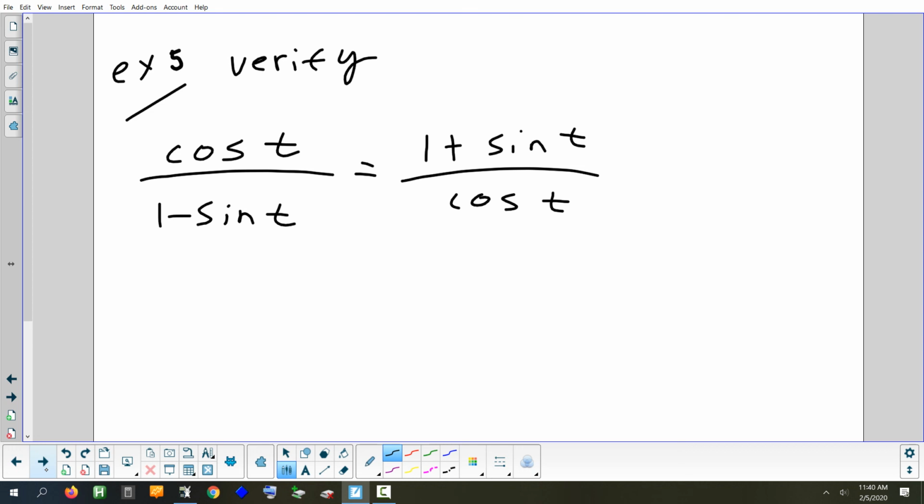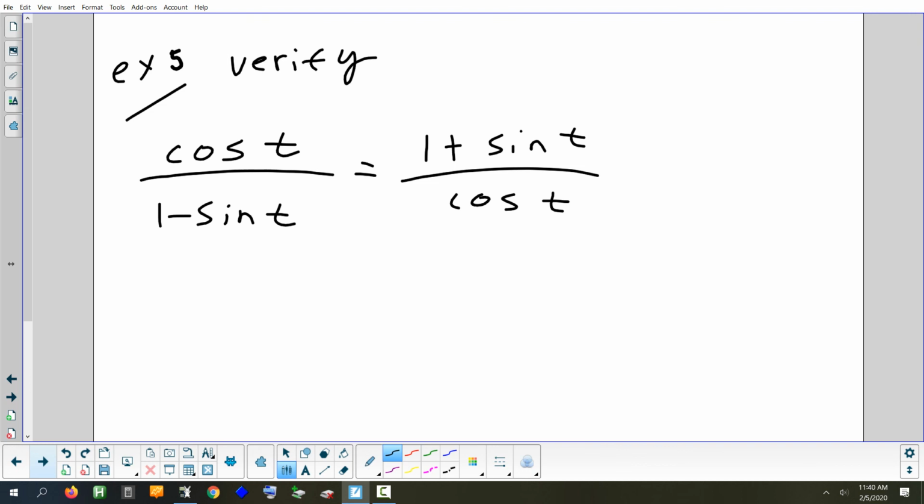Okay. This is a problem that, when I look at it right away, is just screaming at me: conjugate. Because I see 1 minus a trig function, and then on the other side, 1 plus a trig function. So this problem is going to have something to do with conjugates.